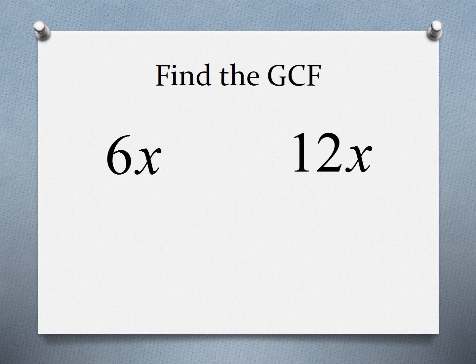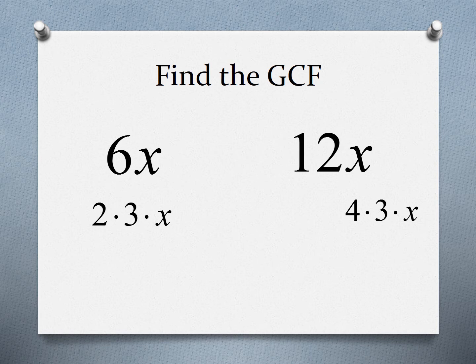Let's look at a similar set of terms. On the left, we're dealing with 6x. On the right, we're dealing with 12x. We're looking for the greatest common factor, or the largest number that they both have in common with one another. And so for the factors of 6x, we'll look at 2 times 3 times x. That makes 6x. And for the factors of 12x, we'll look at 6 times 2 times x, or we can look at 4 times 3 times x. Either of those will work.